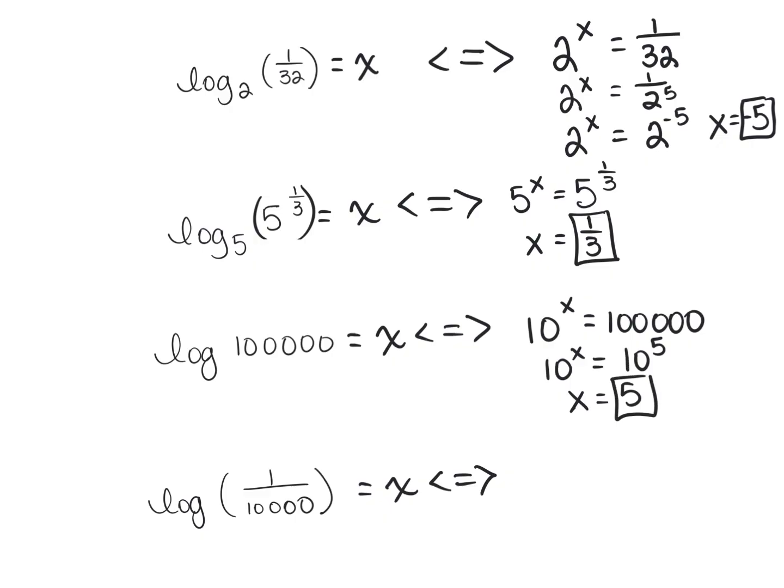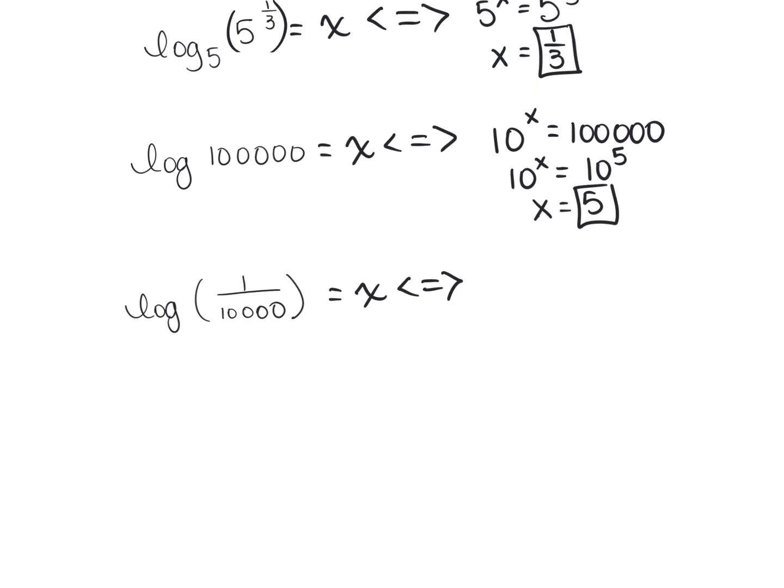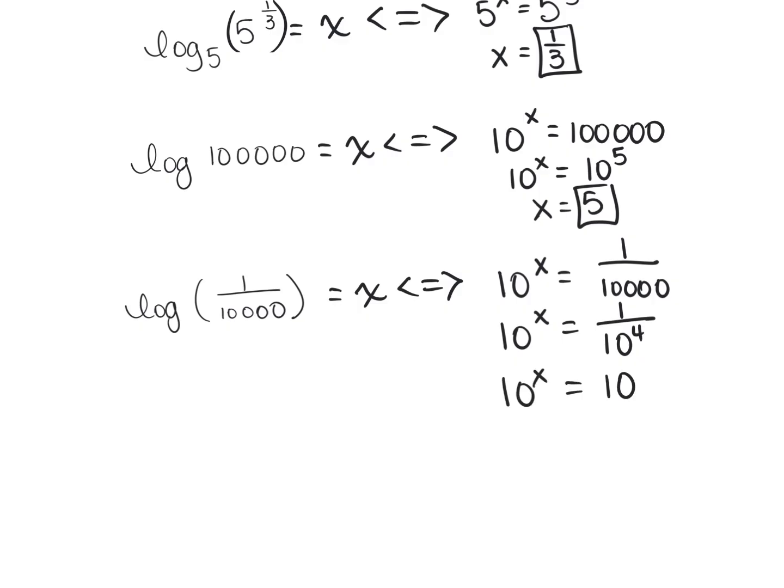And then the last one of these, we have the base of 10 that's understood, raised to the x power. This is 1/10,000, which means that I have 1/10 to the 4th power, and then I pull that to the top by changing my exponent into a -4. So that means that x would have to be equal to -4. Be sure that you show these steps when you do these problems.